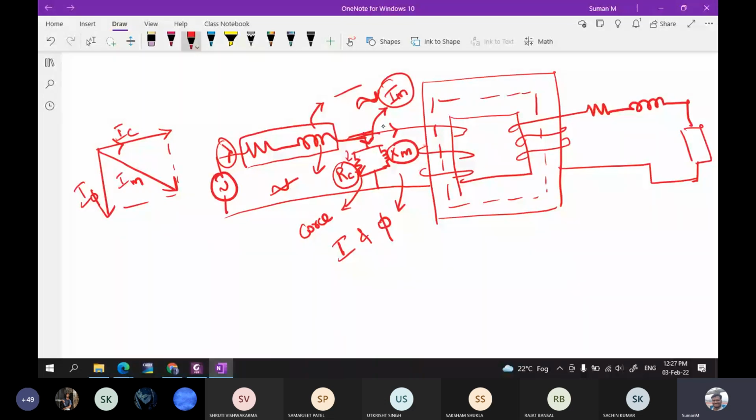And there is one more part which is responsible for establishing the flux in the magnetic core. So that is called XM. Okay, so you are having the mutual flux. For this mutual flux, you are going to have some current. That current is going to be represented here. So this is the current I5. This current is responsible for developing this mutual flux. Okay, now we'll be proceeding further.